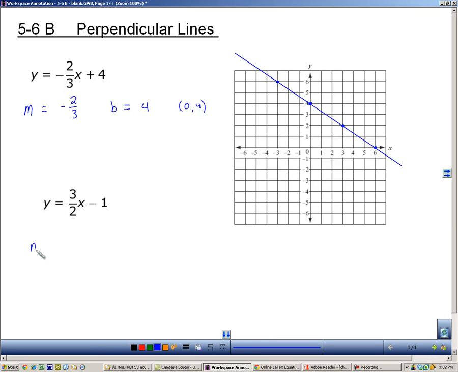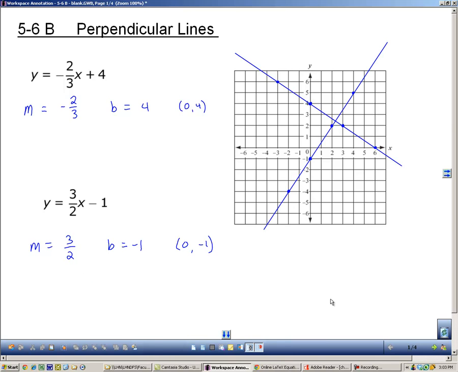You can see that the slope here is 3 over 2, and that the y-intercept is negative 1, also known as the ordered pair (0, negative 1). So we start right there. And then slope is rise over run, so we're going to go up 3, to the right 2, up 3, to the right 2. You also could go down 3 to the left 2, because negative 3 and negative 2 will give you a 3/2 also.